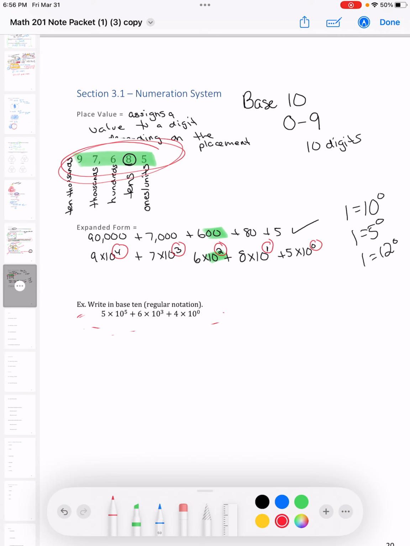All right, let's see how we did. So the 4 is going to be in the 1's place. There's no 10 to the first. There's no 10 squared, but there is a 1,000 spot, 10 cubed. There's no 10 to the 4th, but there is a 10 to the 5th. So I get 506,004.